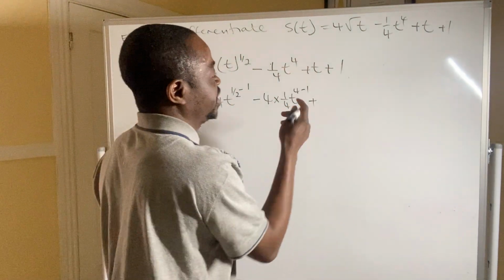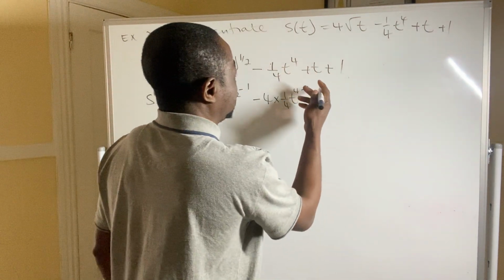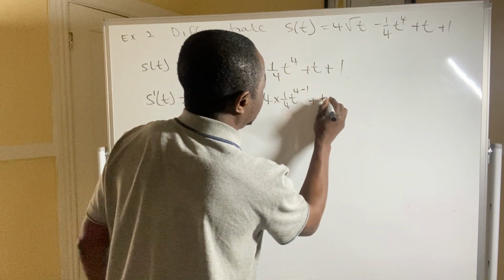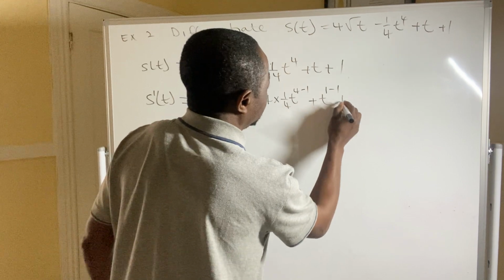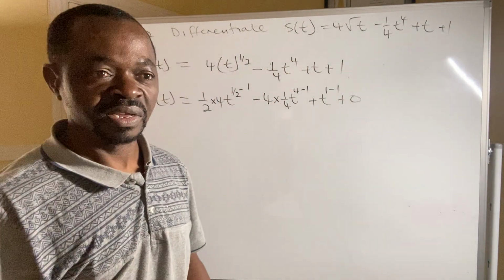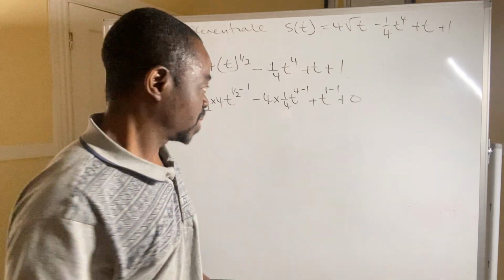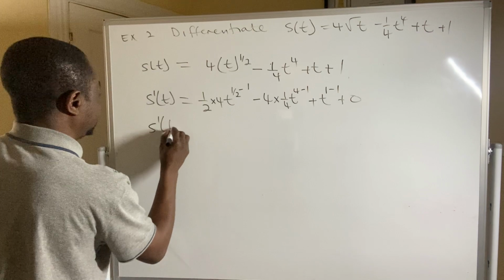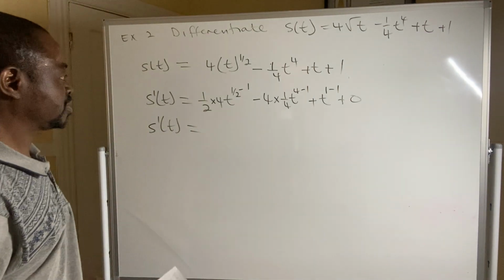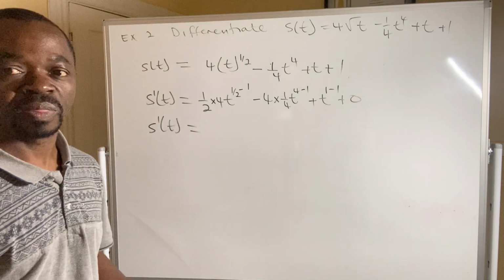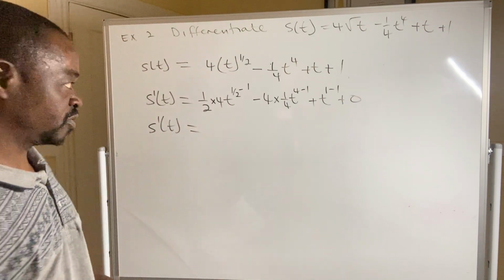t is the same thing as t raised to the power 1, so there's no need bringing 1 down. We just reduce the power by 1, so t raised to the power 1 minus 1, and this is plus 0 because it's a constant term. You don't count it, you just write 0. Right, so s prime of t is now equal to, we take half of 4. Half multiplied by 4 gives us 2.